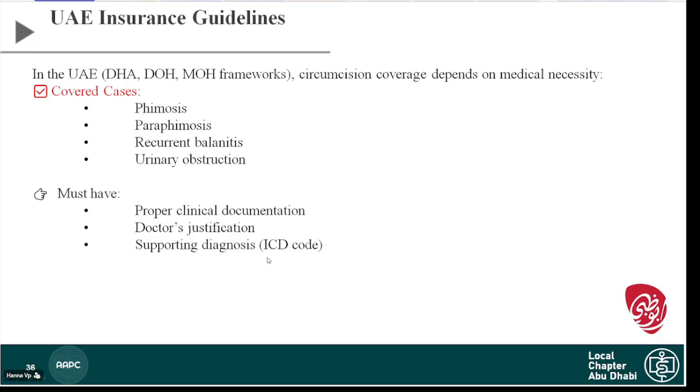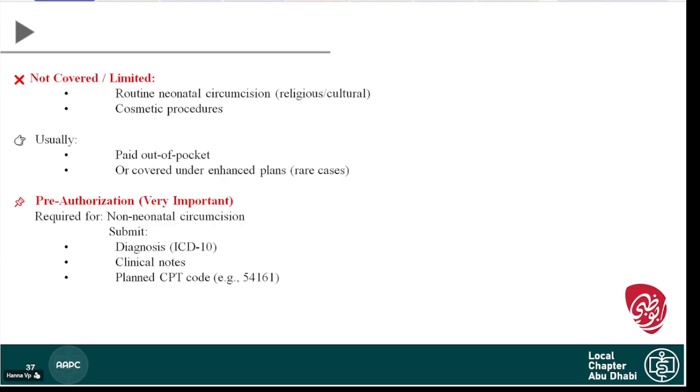Okay, but every time it's not able to get insurance approval from the insurance side, because circumcision is a very rare case in the coverage of insurance. Let's see, non-covered or limited. What does it mean, guys? In some cases, circumcision will not be covered under insurance, guys. What are the cases which are not covered given here?